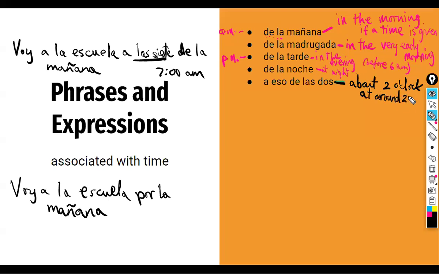Now, these are nice expressions to fit into your dialogues, your letters, your conversations. Well, okay, this one is a eso de. What time do you go to bed? Instead of just saying me acuesto a las 10, you could say me acuesto a eso de las 10. I go to bed around 10 o'clock.